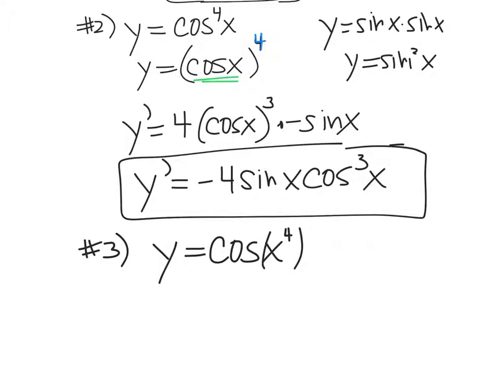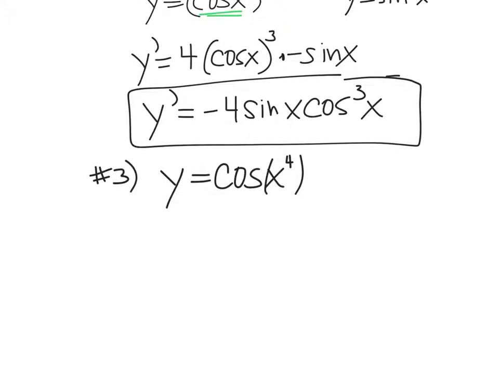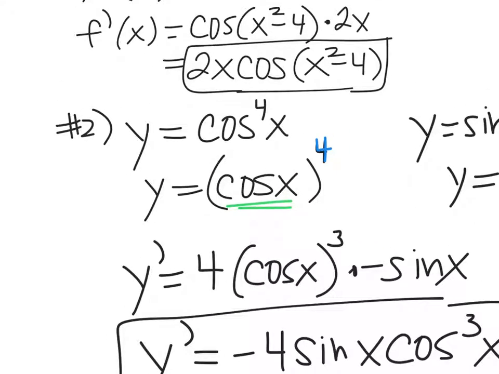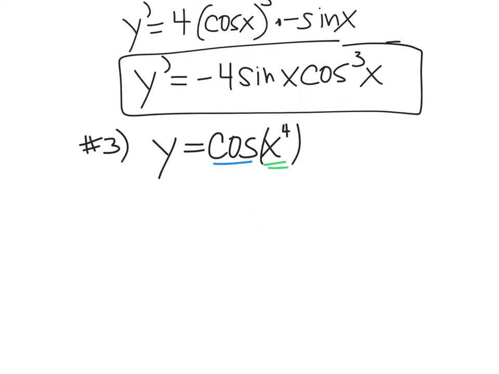Yeah. So what I do about these is I kind of stand back and look at them and think, okay, what's my game plan here? What am I going to do? Instead of just jumping in and doing it, I recognize that cosine is my outer function this time and x to the fourth is the inner function. How do you know what your outer function is and what your inner function is? Yeah, x to the fourth is being surrounded by the cosine, so that's the inside function. Over here, the fourth was on the outside and cosine x was on the inside, so that's the inner function. All right, you want to try this one?